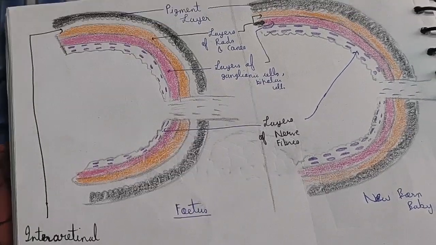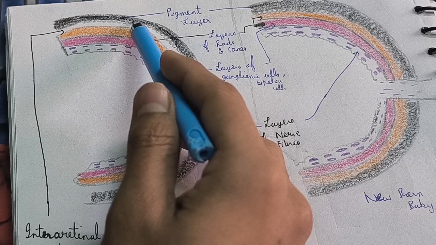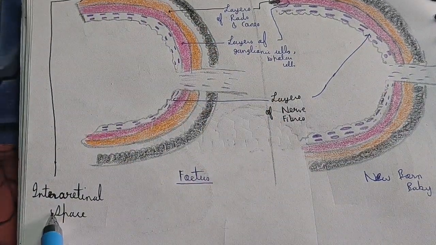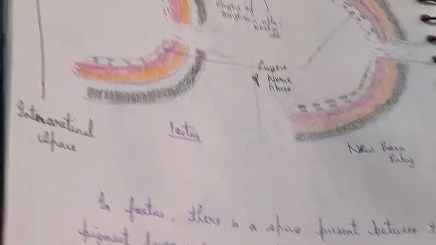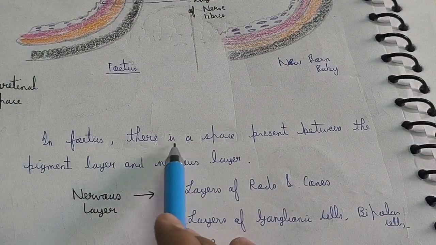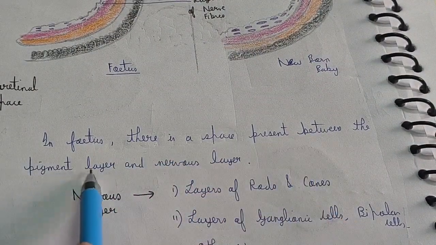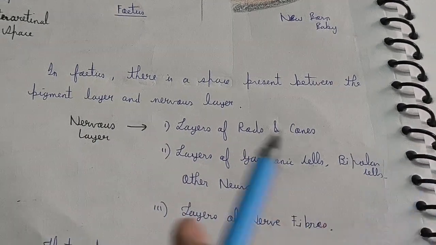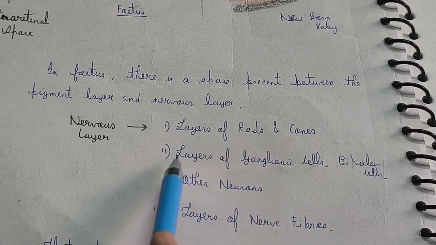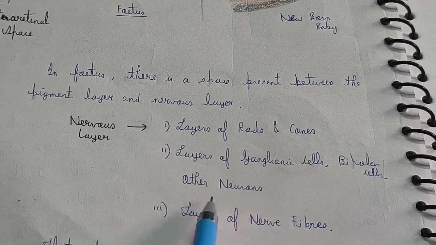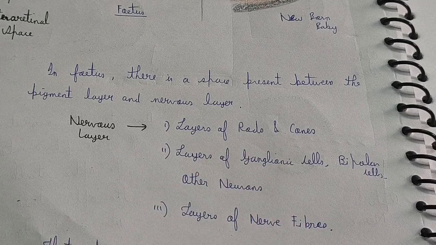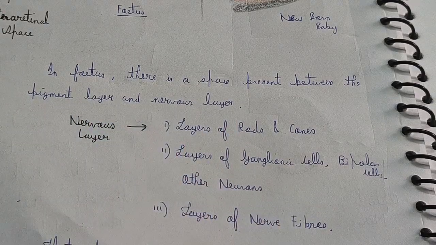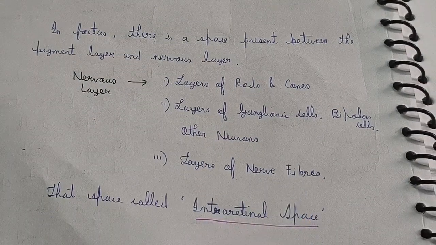And this additional space which is present between the pigmented layer and the nervous layer is known as the intraretinal space. Therefore I have written that in the fetus there is a space present between the pigment layer and the nervous layer. Already you know the nervous layer consists of layers of rods and cones, layers of ganglionic cells, bipolar cells, other neurons, and layers of nerve fibers. But the space between the pigmented layer and the nervous layer is known as the intraretinal space.